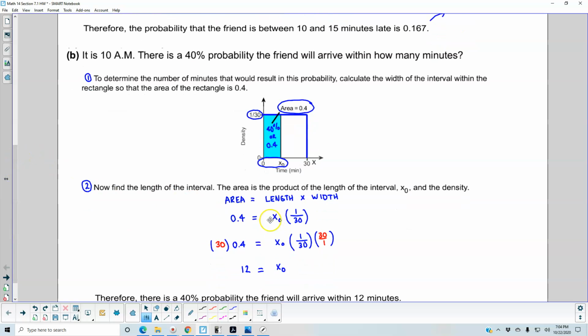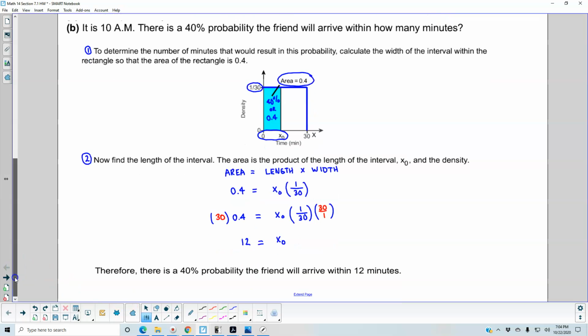Now we want to isolate and solve for x subscript 0. So we can multiply both sides by 30. On the right side, we end up getting x subscript 0. And then 30 times 0.4 gives us 12. So therefore, there is a 40% probability that the friend will arrive within 12 minutes. So that means that x subscript 0 is going to equal 12 minutes.